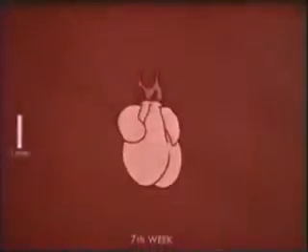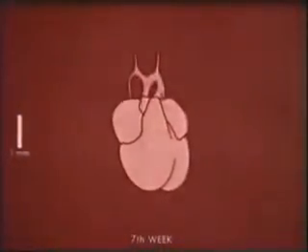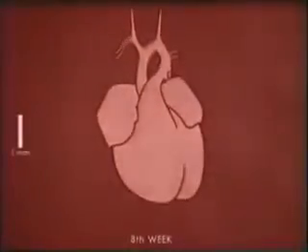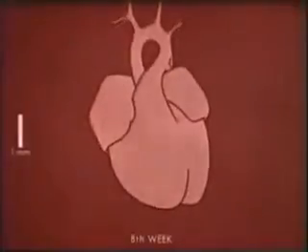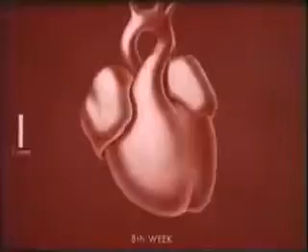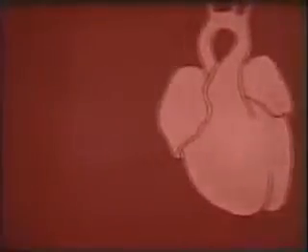During the 7th week, the aortic and pulmonary trunks become completely separated. During the 8th week, the heart achieves an external form quite similar to that at birth. In the 6 weeks of development just shown, the heart has grown in length from about half a millimeter to about 5 millimeters.